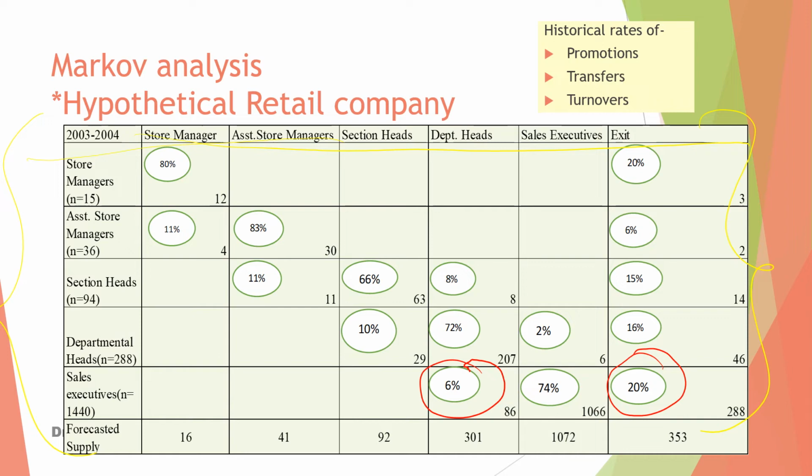This technique actually uses the historical rates of promotions, transfers and turnovers to estimate future availabilities in the workforce. Based on the past probabilities, one can estimate the number of employees who will be in various positions in the future. In simple words, we can say that it's a statistical method used to predict the movement of employees from top to bottom or bottom to top in various roles.